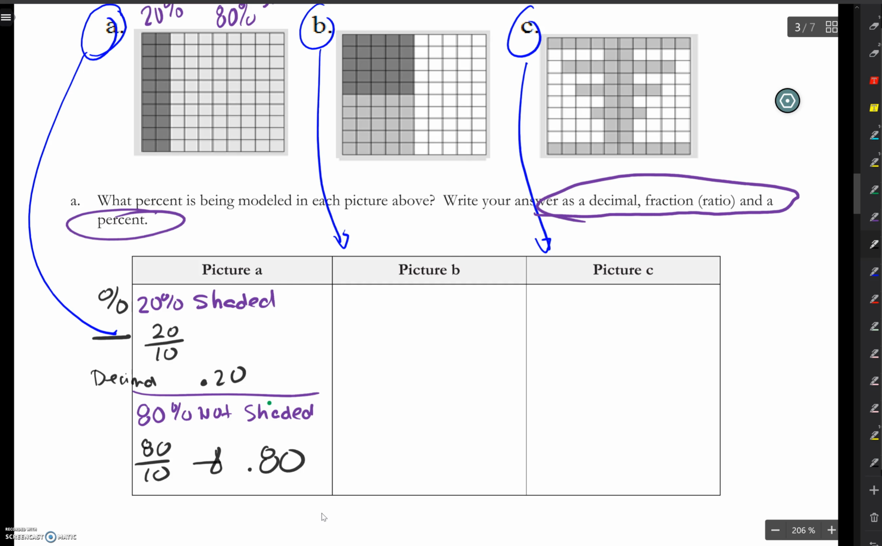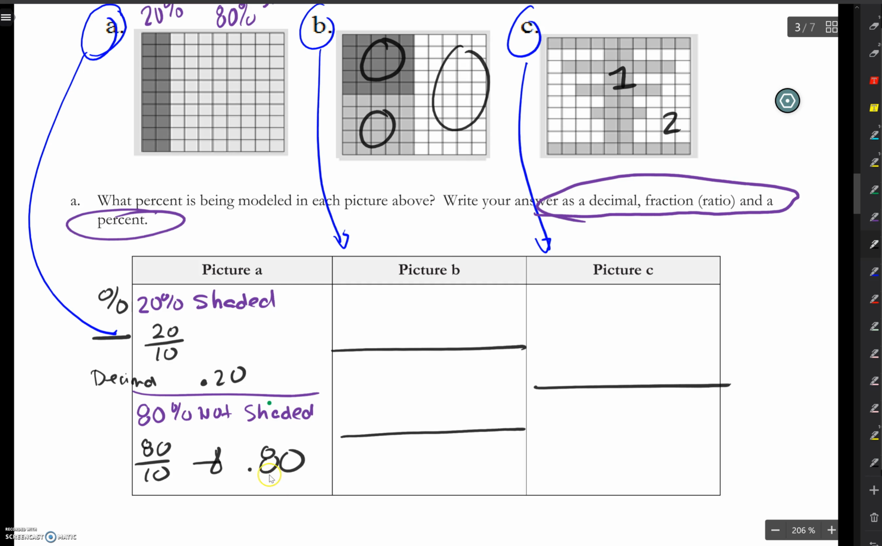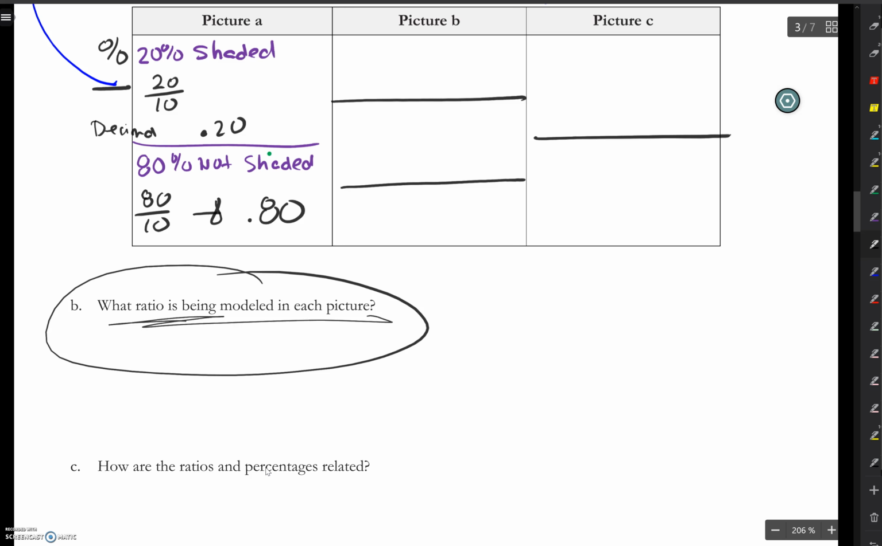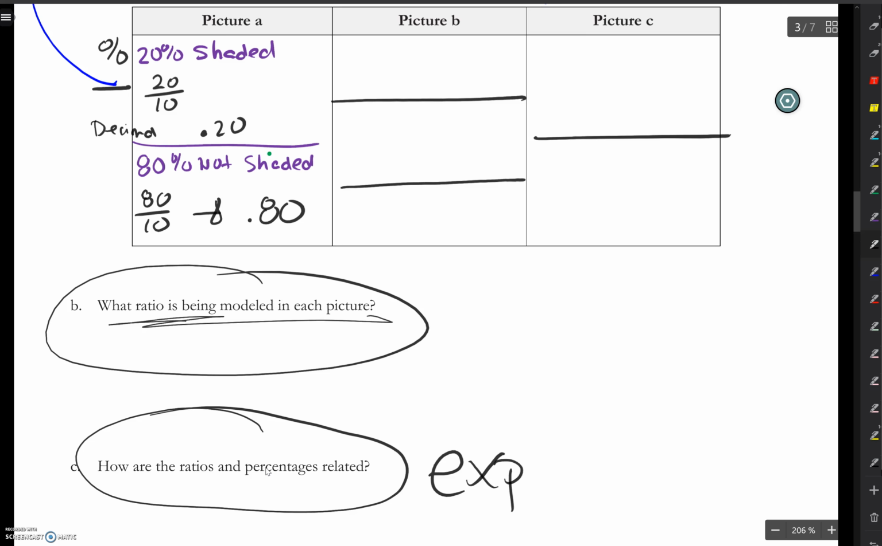So we would do the same thing. This one has 3 different shaded colors. We have a dark one, we have a light one, and we have the white one. And then the last one has 2: it has 1 here and 2, so a dark and a light. I want you to figure out the percentages and shade them in, and then answer this question: what ratio is being modeled in each picture? There's a couple of different ratios for each picture being modeled. How are the ratios and percents related? You're just going to explain in writing.